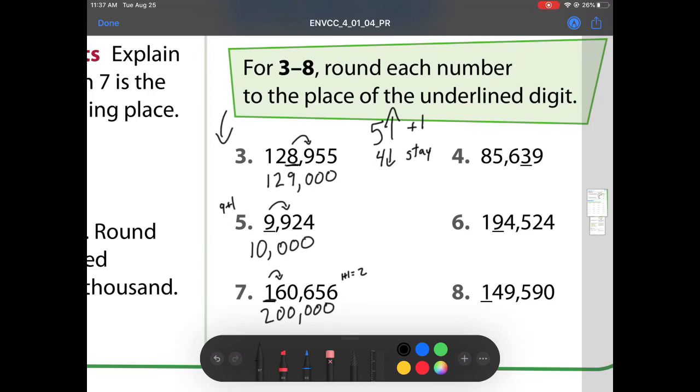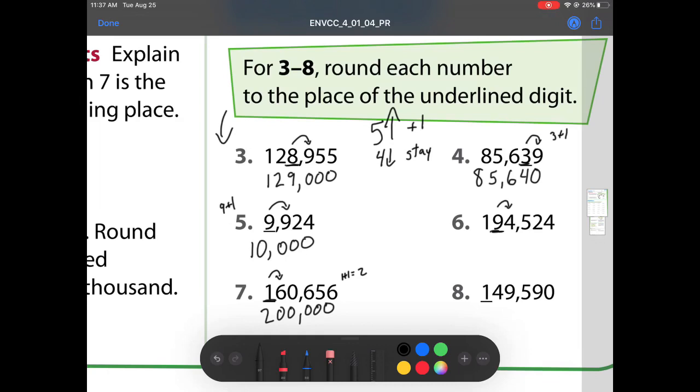Now we go to our even numbers. So we underline our place value and we look next door. 5 or more, you add one more. So we need to add 1 to 3, which is 4. Look to the right, put zeros in sight, and the numbers to the left stay the same. So we have 85,640.